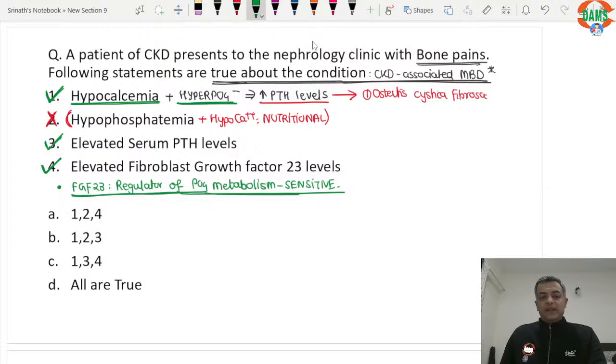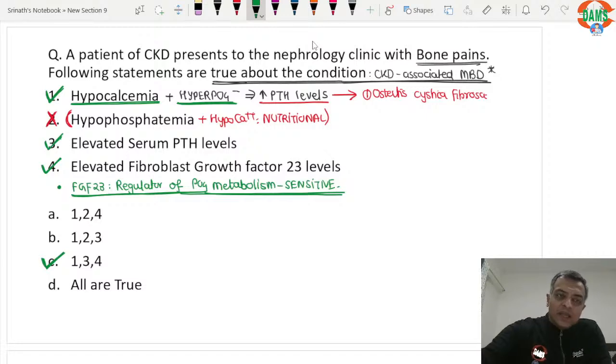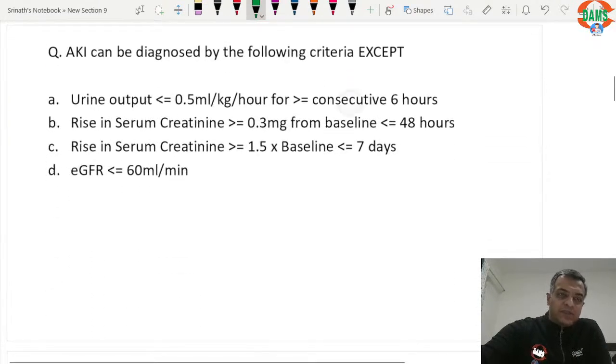So in modern practice, in all patients, we don't only check the calcium and phosphate. We also check the PTH level. We can check the FGF23 level also. So the correct answer is option C, that is 1, 3 and 4. Correct. Very good.